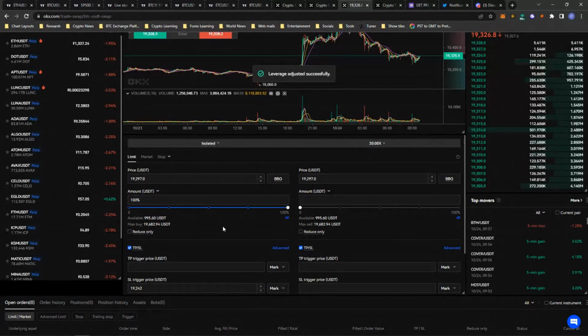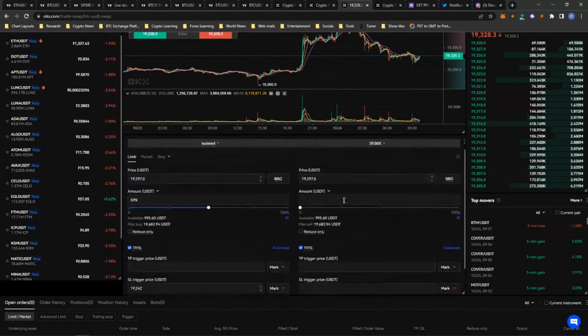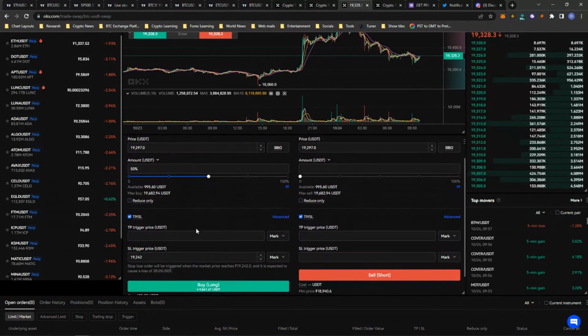This is high leverage and very risky, which means if I do exactly the same, if I go on 20x and I trade with half the money, it's the same as going on 100% and trading on 10x. You will have the same amount of money that you will lose if you get stopped out.